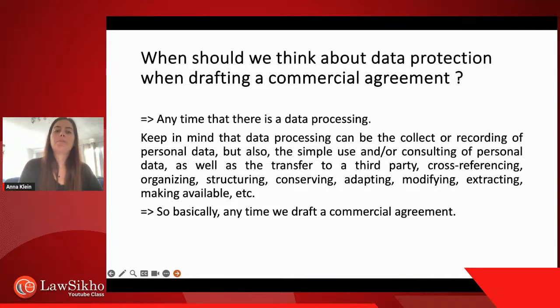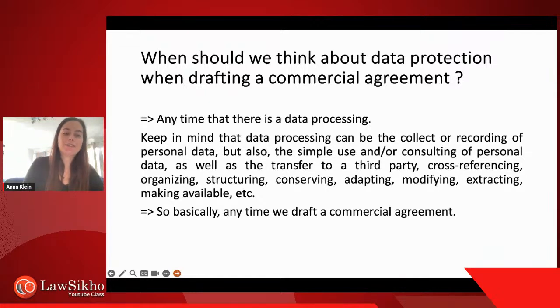And of course, there are the more dangerous, if I can say, types of processing, such as a transfer to a third party or cross-referencing of personal data, or once I have the personal data, using it and organizing it, structuring it, conserving it, adapting it, modifying it, extracting some data to make it something else, or making it available to the public or to some specific individuals. All of this would be processing. So again, think as broad as possible. Do you really think that you can draft a commercial agreement without doing any of those things? Honestly, I don't think so.